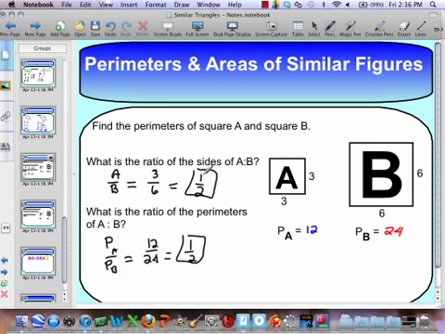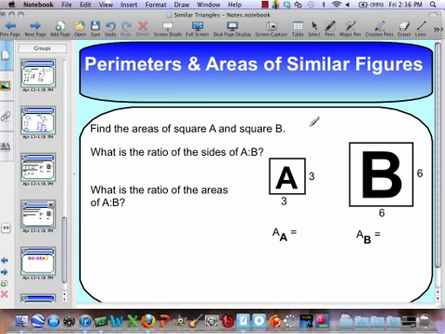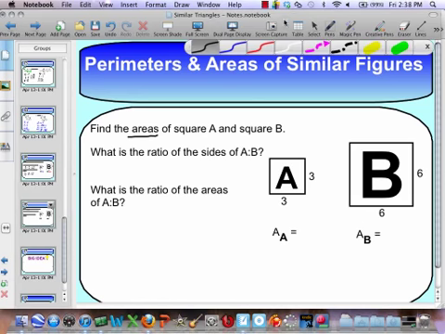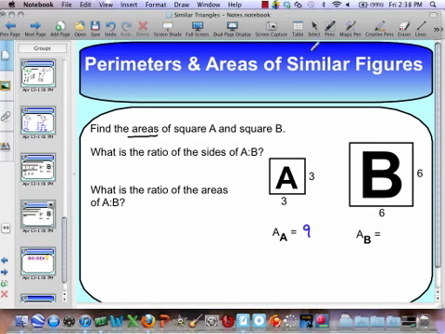Okay. Now, guys, let me ask you this. Let's say I had, where's my next one. Do the same thing, but this time, what are you doing? Areas. How do you find the area of a square? Side times side. Okay, figure that out. Spencer, what did you get for the area of A? 9. Very good.